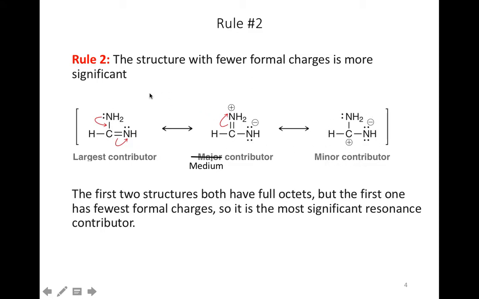If I compare these two, by rule 1, essentially they're equivalent. Everybody has a complete octet. So then we would go to rule 2. In this one, I don't have any formal charges. In this one, I have a positive and a negative formal charge. So this resonance contributor should be more important than this one. And I took this picture from the book. I like the term for this one being a medium contributor rather than the major contributor. So this one should be the most important because everybody has a complete octet. So by rule 1, that's good. And then to break the tie between these two, rule 2, because this doesn't have any formal charges, it should be a more important contributor than the one in the middle.